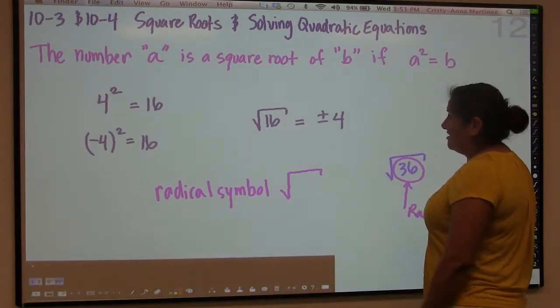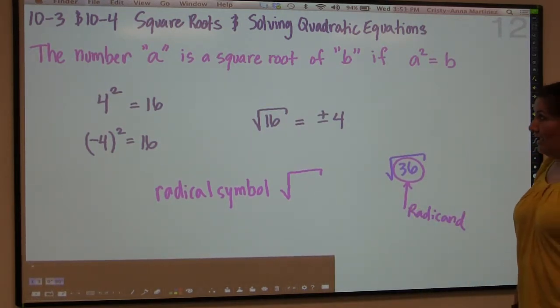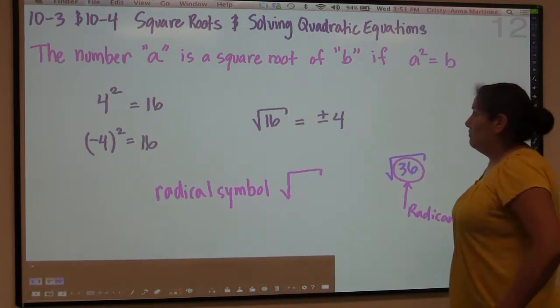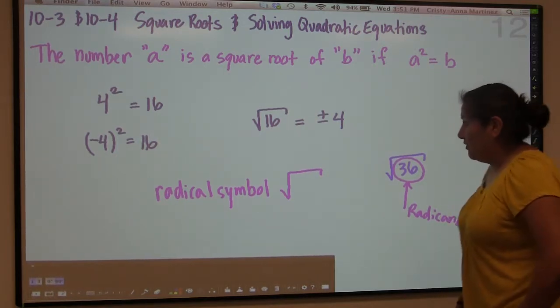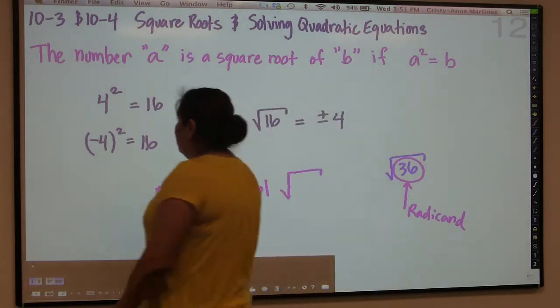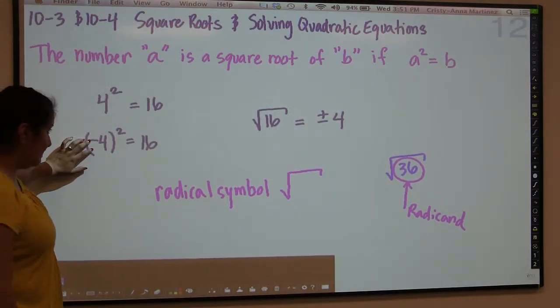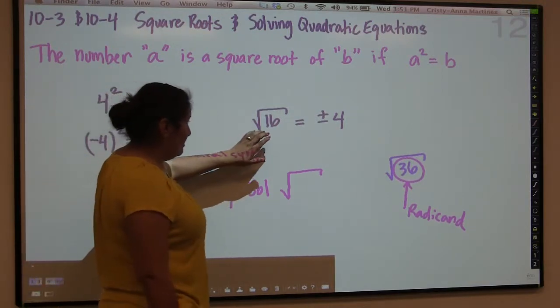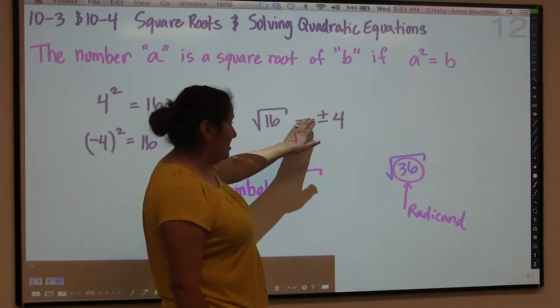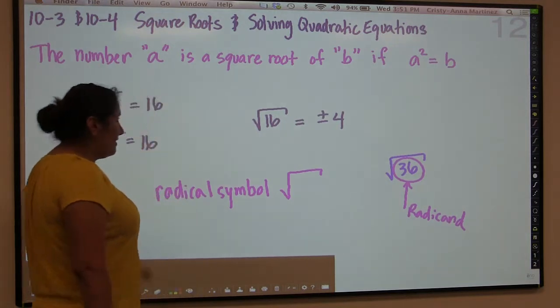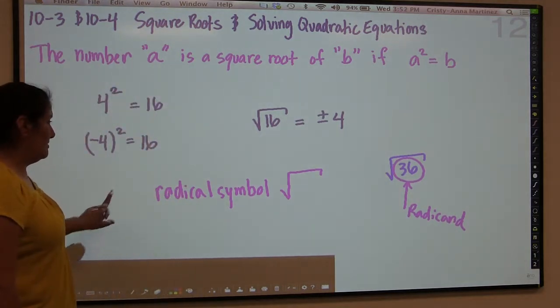But technically, by the definition of a square root, the number a is considered a square root of b if a squared equals b. So I have an example for you over here. We know that 4 squared is 16, and that negative 4 times negative 4 is also 16. So basically we can say that the square root of 16 could be either positive or negative 4. And that's just an example.